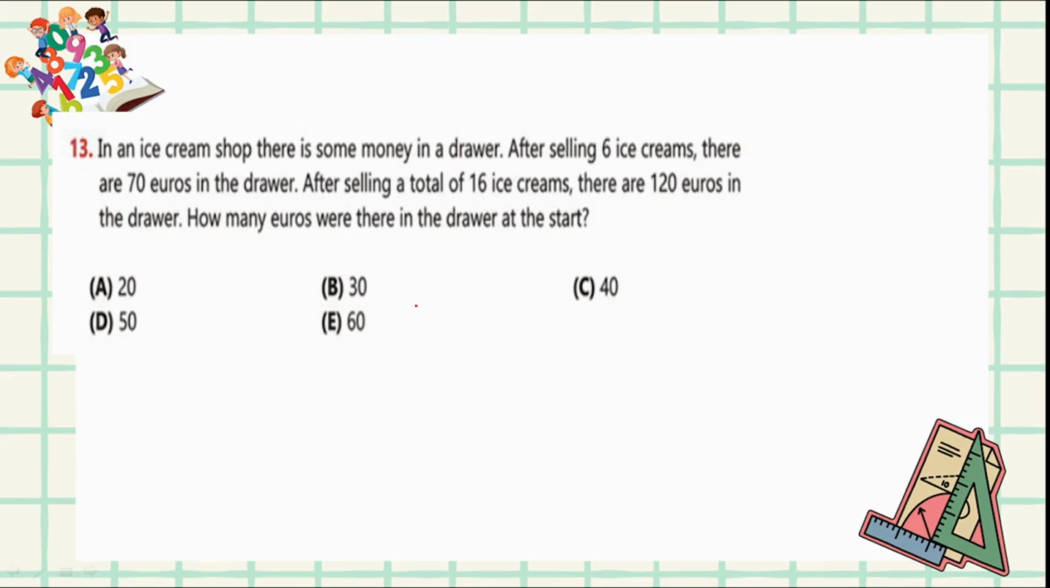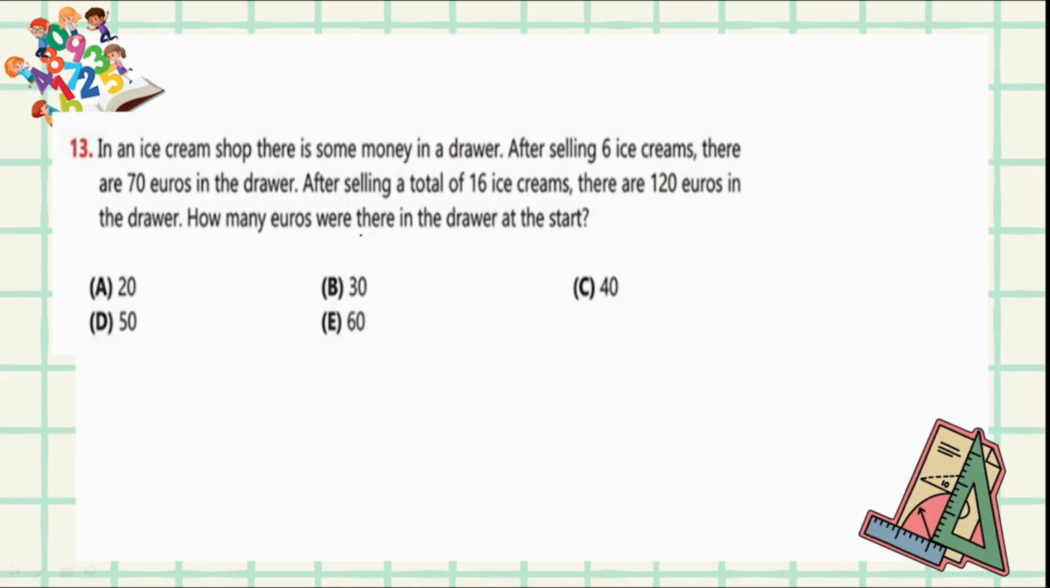Question number 13. In an ice cream shop, there is some money in the drawer. After selling 6 ice creams, there are 70 euros in the drawer. After selling a total of 16 ice creams, there are 120 euros in the drawer. How many euros were there in the drawer at the start?